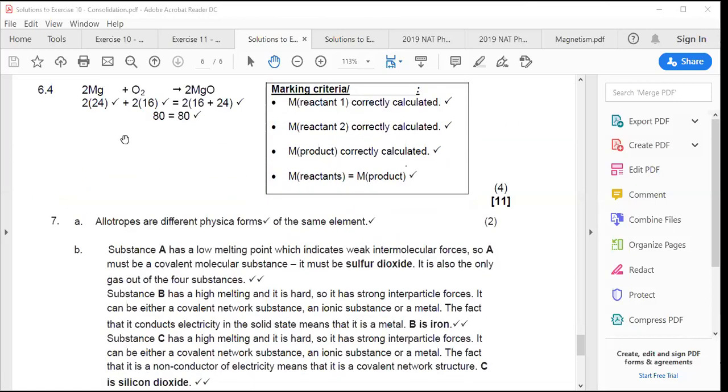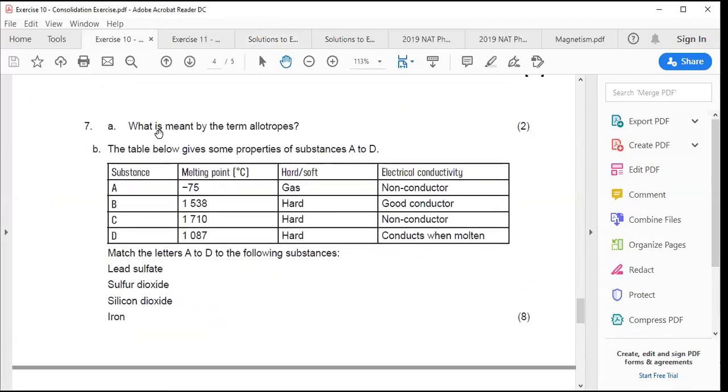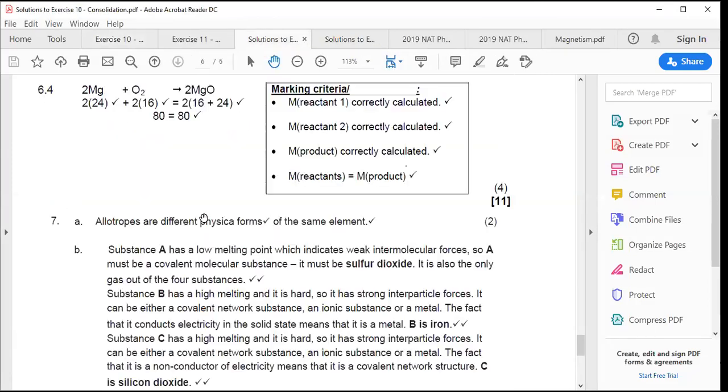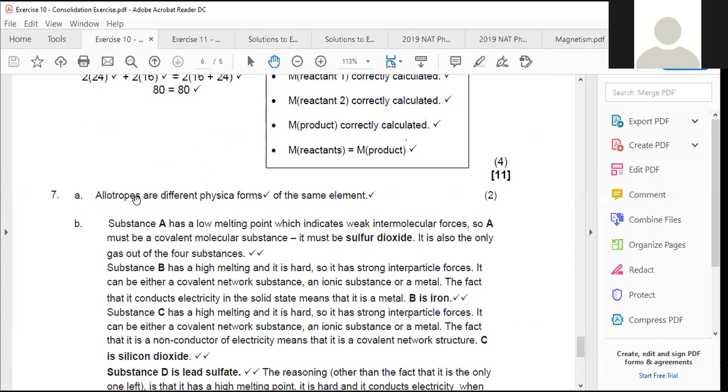Right, then we go to number 7. Number 7 says, what is meant by the term allotrope or allotropes? What is an allotrope? Allotropes are different physical forms of the same element. Like you've got diamond and you've got graphite. They're all made up of carbon, but they've got different forms, and different properties as well. So that's an allotrope. Right, we move on to the next one.